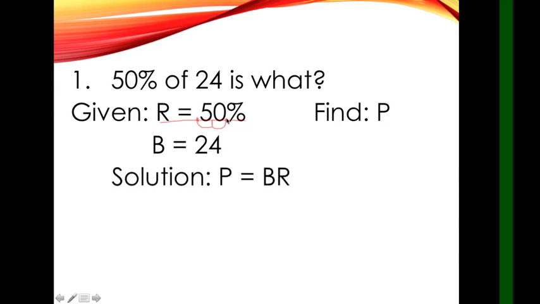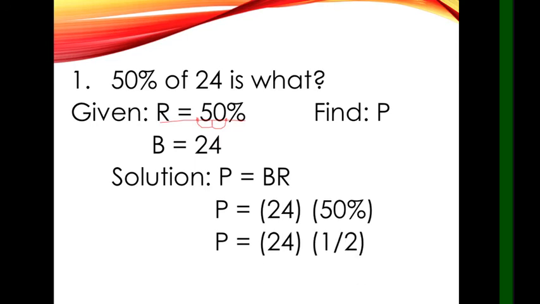Now, the solution. We have the formula P equals BR. So P equals 24 times 50%, or simply 1/2, or 0.50, either of the two. Multiply the two, and you will get 12. So 50% of 24 is 12. Example number 2.